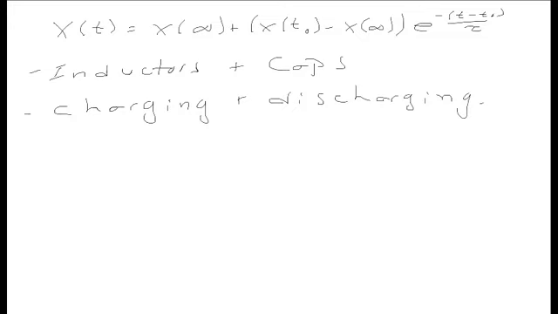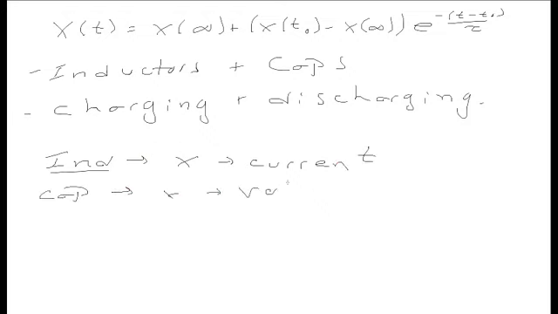There are two things that we need to make sure that we take into account. For inductors, X is current. For capacitors, X is voltage. Similarly, for inductors, tau is L over R. And for capacitors, tau is RC.